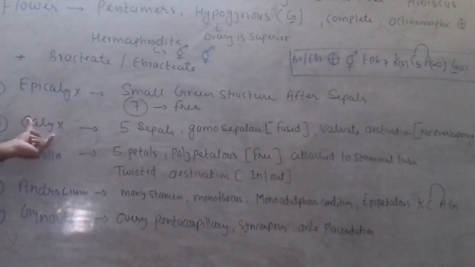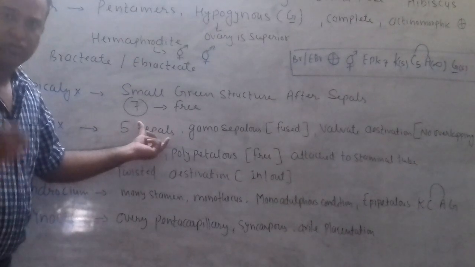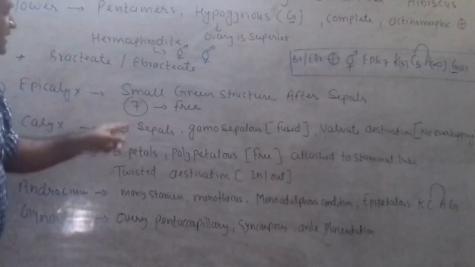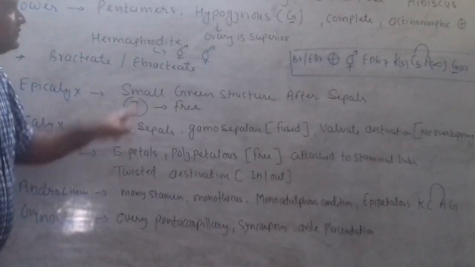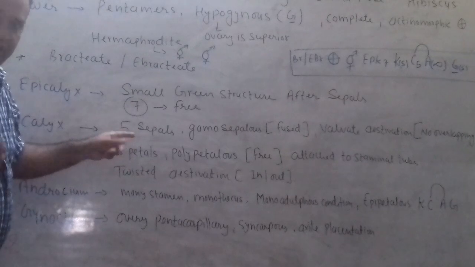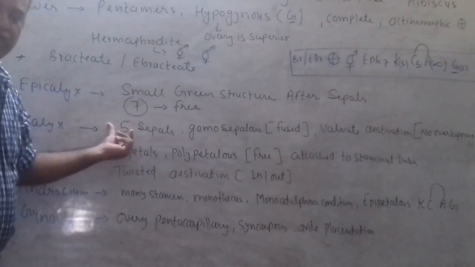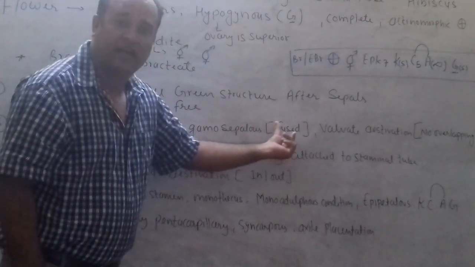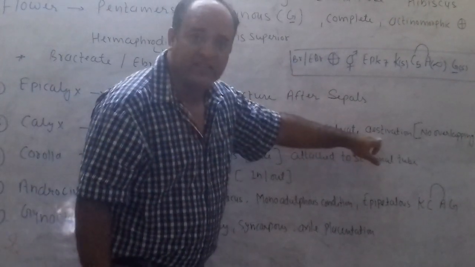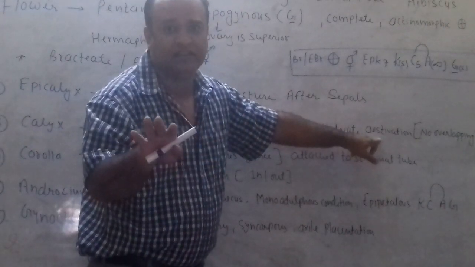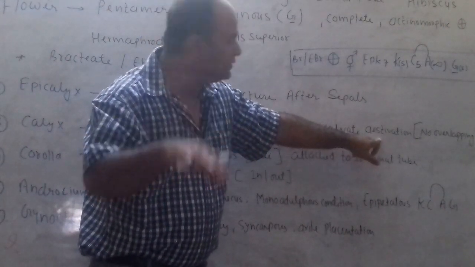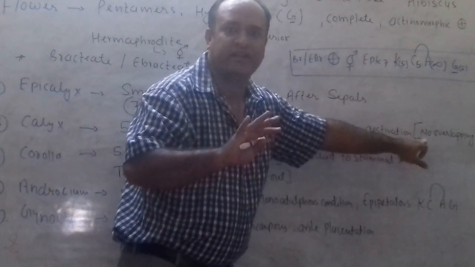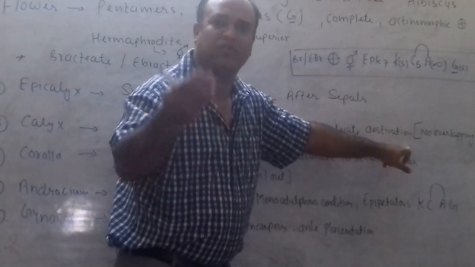Calyx. What is the meaning of calyx? We know the group of sepals is known as calyx, and as I told you, they are pentamerous. That means their number is 5. Pentamerous means multiple of 5. We can see the sepals are 5. They are gamosepalous. What is the meaning of gamosepalous? That means they are fused. Valvate aestivation. We studied valvate aestivation in April, May. That means the margins are not overlapping.